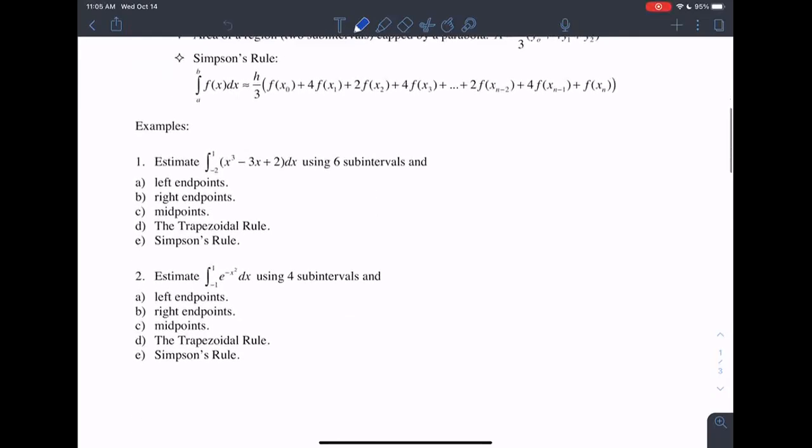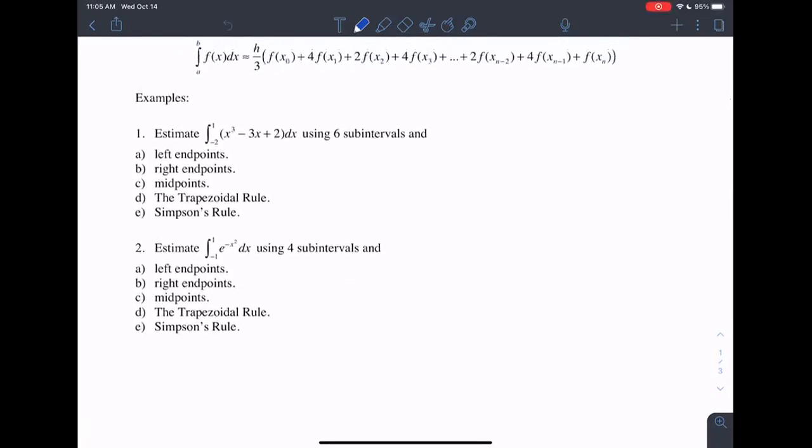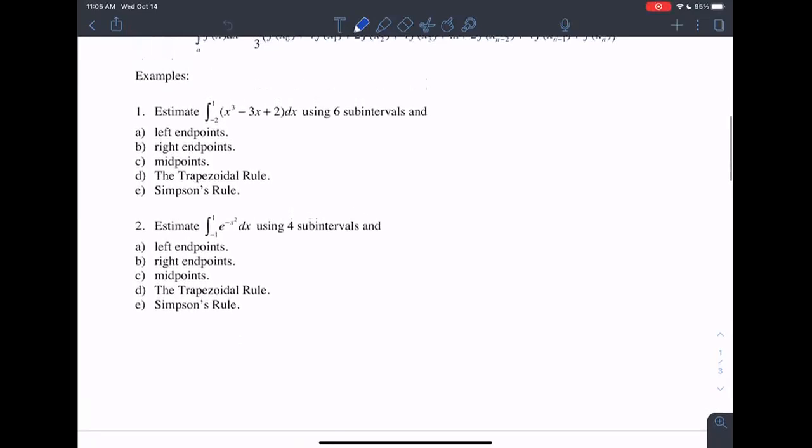So we're going to try to do one of these problems, and there's a couple of examples here, but let's just try number 2. Let's try one that's a little bit different. We're going to estimate the integral from -1 to 1 of e to the minus x squared using 4 subintervals. We'll probably not do all of these. We'll do one of the rectangles, and then we'll do trapezoidal rule, and then we'll do Simpson's rule and sort of compare. Okay, so looking at problem 2.